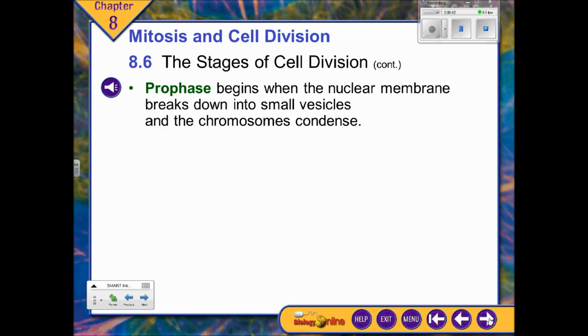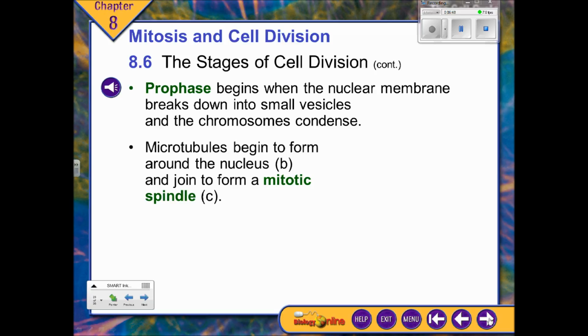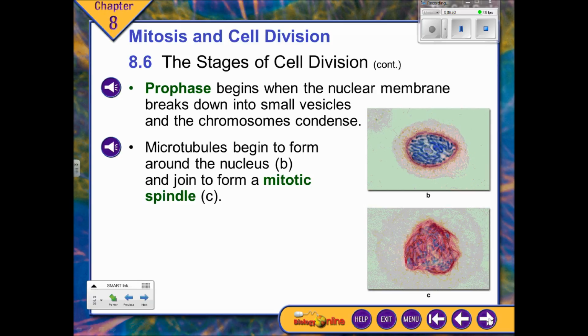Okay, so in mitosis, there's 4 steps. There's 4 phases. The first one is prophase, and you start to see the nuclear envelope breaking down, and then it vanishes. You see the spindle fibers forming, and you see the chromosomes starting to appear because the chromatin is being supercoiled.